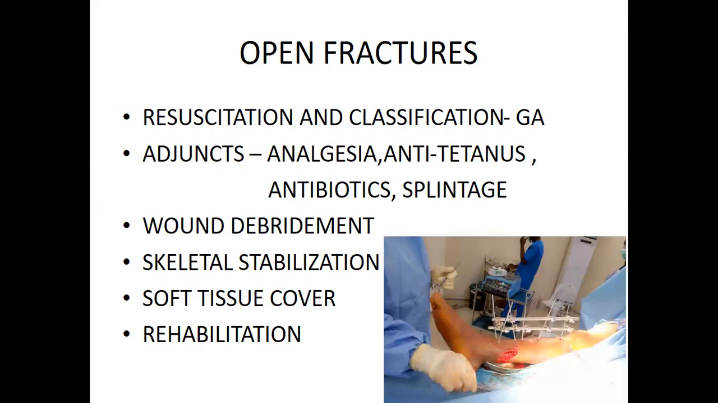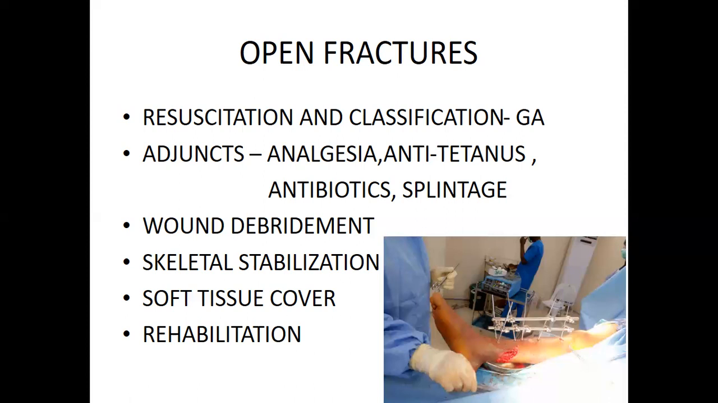You have to give analgesia, proper analgesia to control the pain. You have to give antitetanus prophylaxis to prevent tetanus infection. And then you also have to give antibiotics, to treat infection and also serve as prophylaxis. For Gustilo 1, you require only one single antibiotic. But for Gustilo 2 and 3 open fractures, you require a combination of at least two antibiotics.